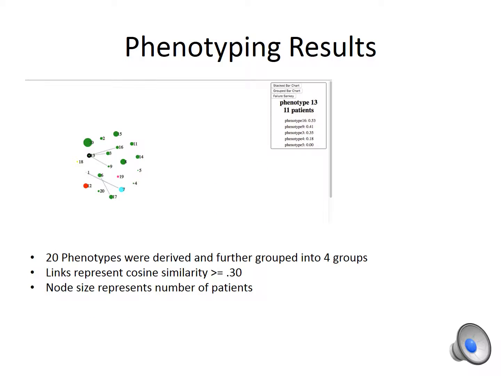The first diagram you see are the results of the Marble algorithm. 20 phenotypes were derived and further grouped into 4 groups that you can see by the different colors. The size of a node represents the number of patients that are in the phenotype, and any link between 2 nodes represents the cosine similarity between these 2 phenotypes. The features for the cosine similarity are the diagnoses and medications that are significant in this phenotype.